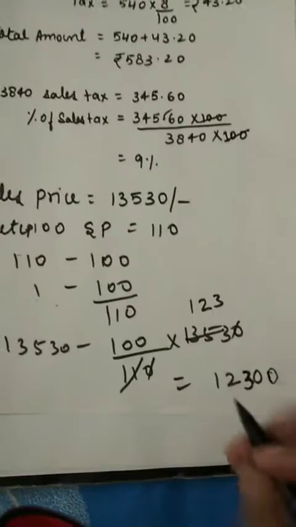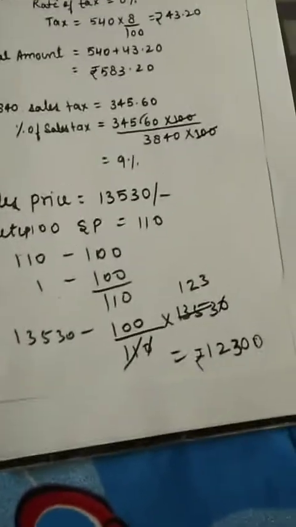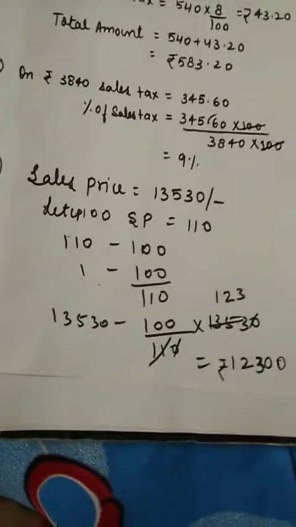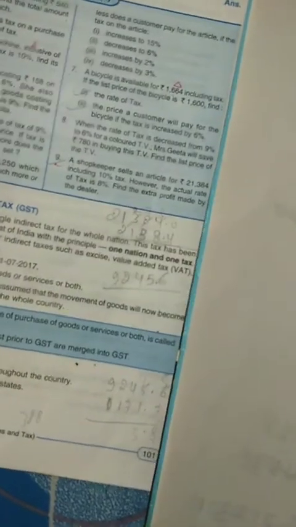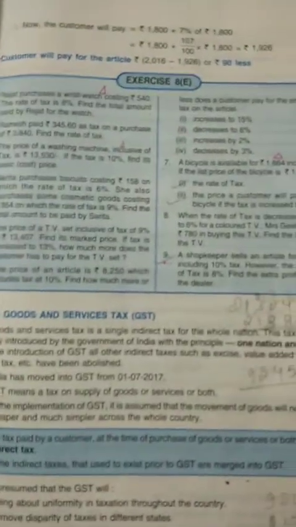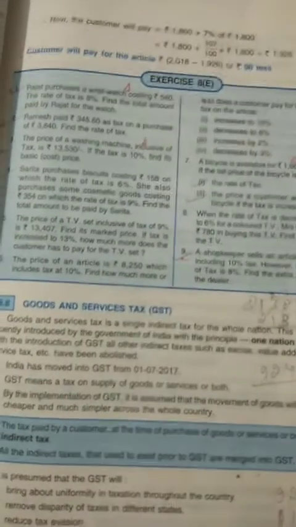Your answer is rupees 12,300. This way you are going to solve this question. Let us see the next questions. The next question is saying, you can see the next question, question number 5.